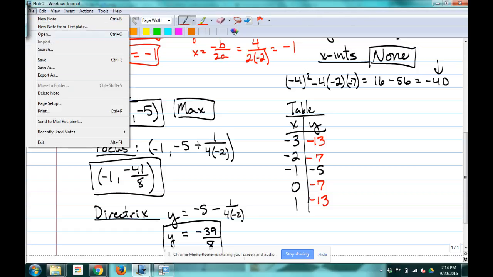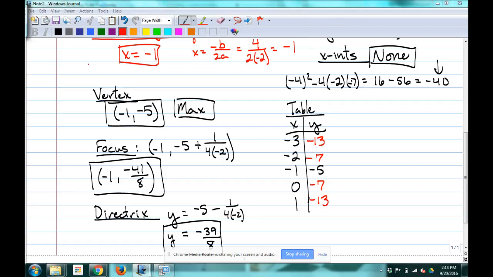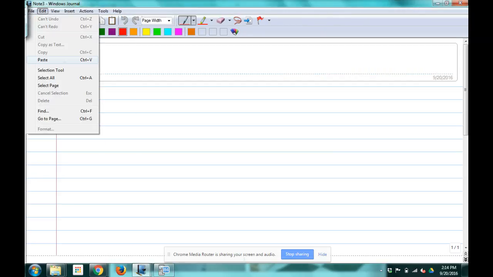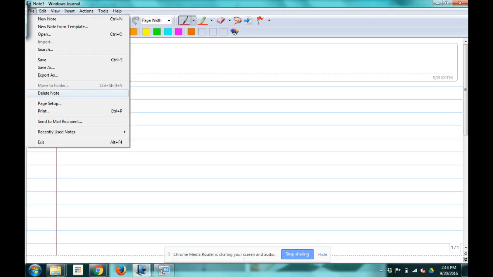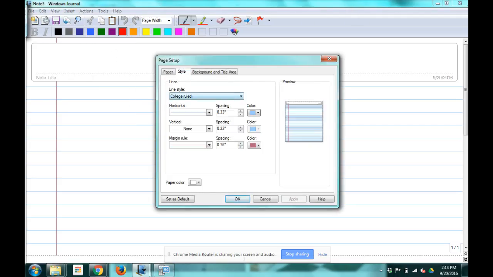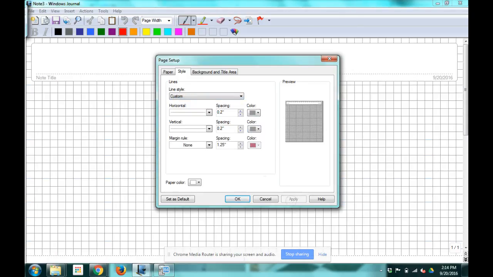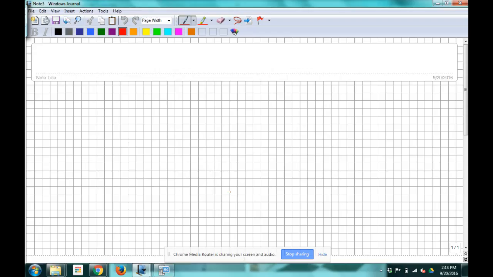Let's go to graph. I'm going to pull up another note here and change it to graph paper. Okay. All right. So we're going to graph that. We need a coordinate plane. I know this one is going to have a lot of negative y values, so I'm going to draw it so that I've got plenty of room in the negative direction. So there's my coordinate plane.